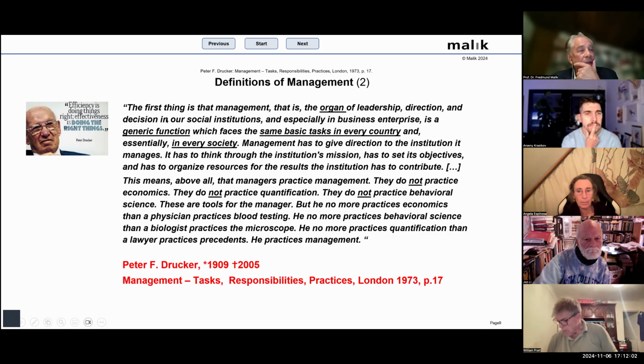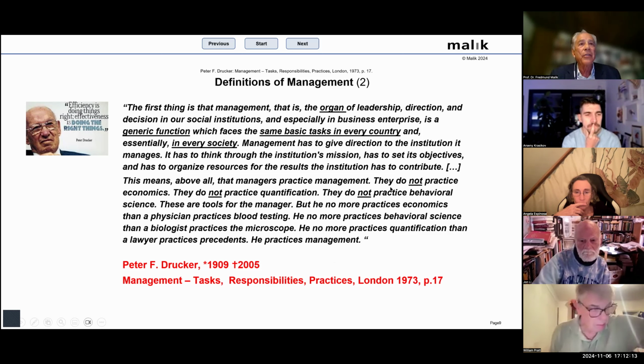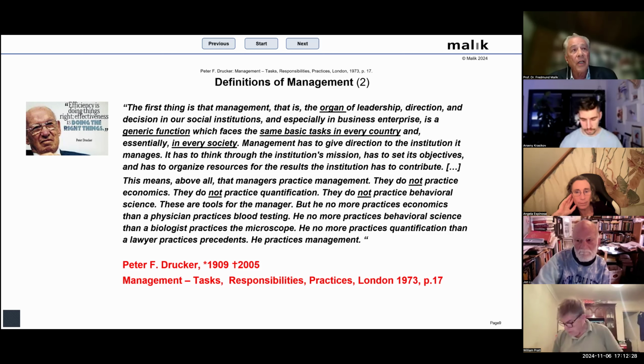He was in California. The first thing is that management, that is the organ of leadership, direction, and decision in our social institutions, and especially in business enterprise, is a generic function which faces the same basic tasks in every country and essentially in every society. One can have other meanings, but this is Peter Drucker.